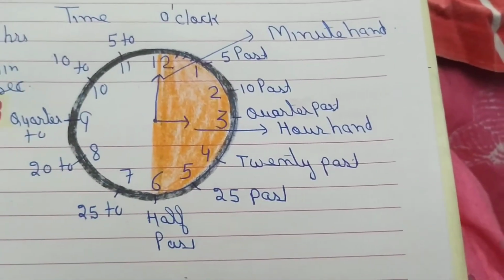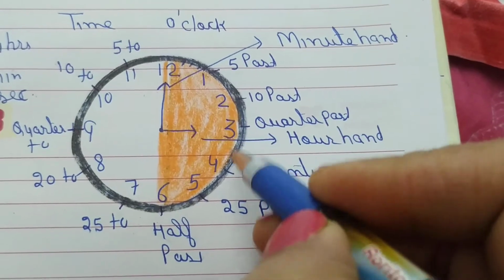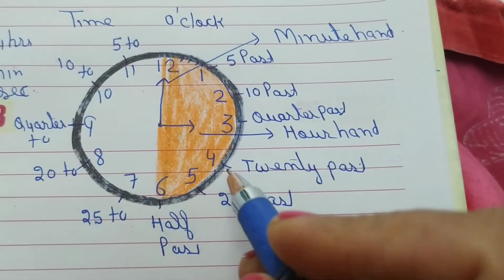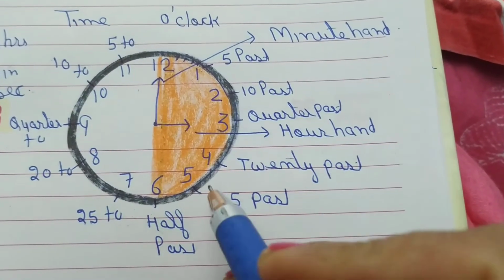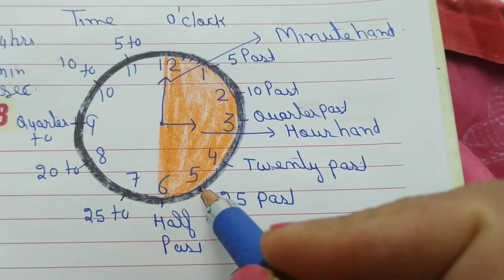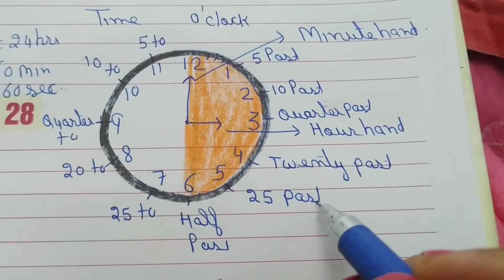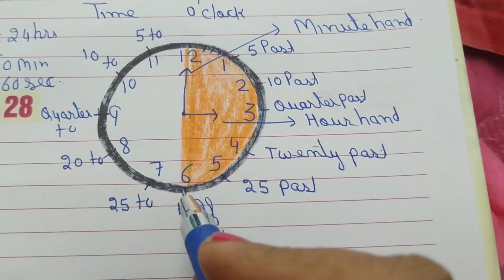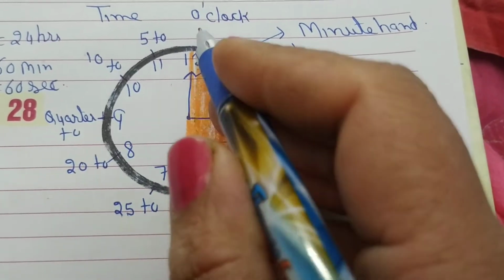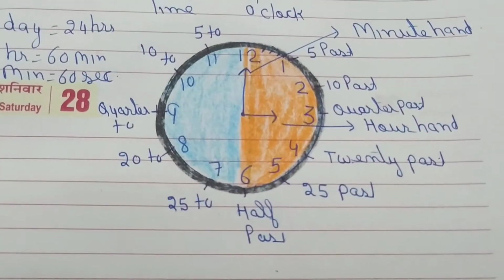If it comes to 4, as there are 5 divisions between each number, 4 fives are 20, so we will say 20 past. If it reaches 5, there are 5 divisions between every number, so 5 fives are 25, we will say 25 past, whatever time is there. And if it reaches 6, half the hour is past, so we will say half past.